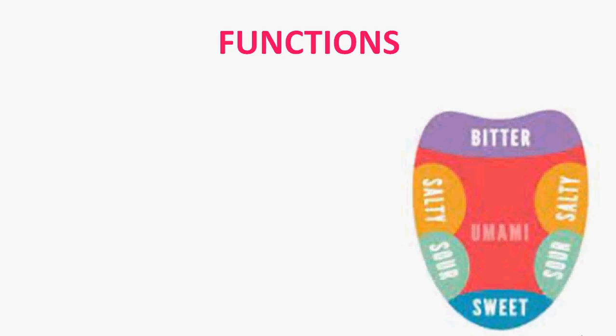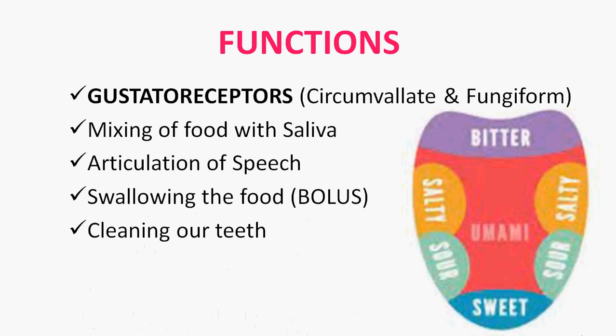Now comes the functions of the tongue. We all have likes and dislikes for a variety of dishes we eat, and what helps us detect that taste is the taste buds present on our tongue. Hence the first function is that our tongue is a gustatory receptor. There are chemical receptors present on the taste buds that detect the chemicals present in our food particles and help us identify what kind of taste the food has.